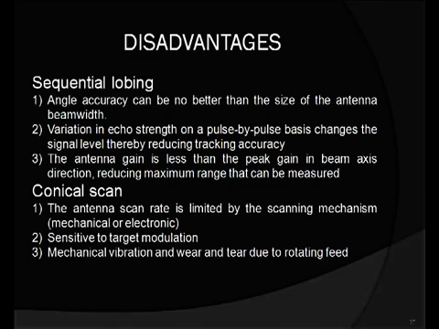The disadvantages of conical scan are as follows. 1. The antenna scan rate is limited by the scanning mechanism, whether it is mechanical or electronic. It is sensitive to target modulation, mechanical vibration, and wear and tear due to rotating speed will also give rise to certain limitations.